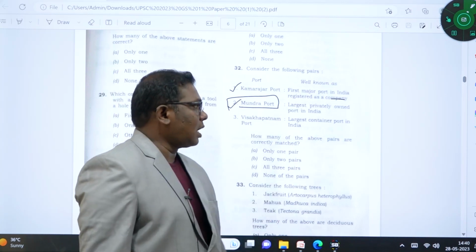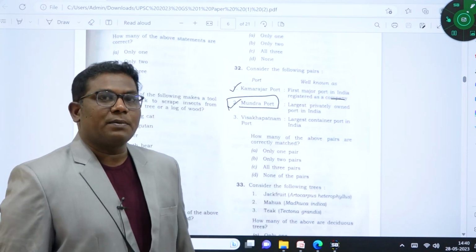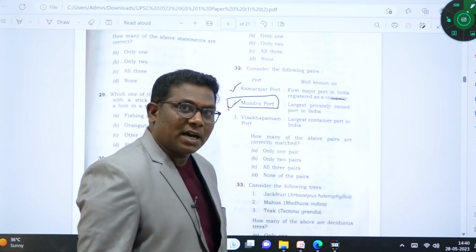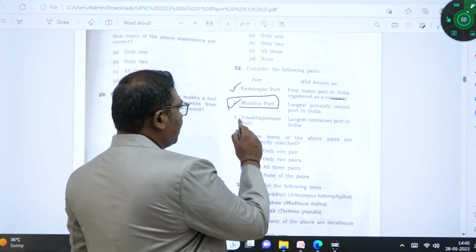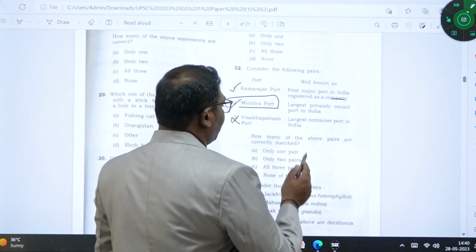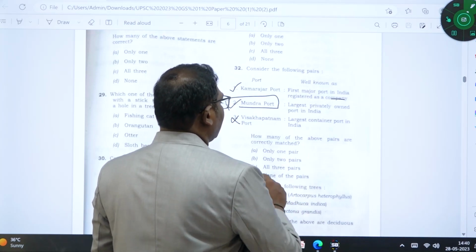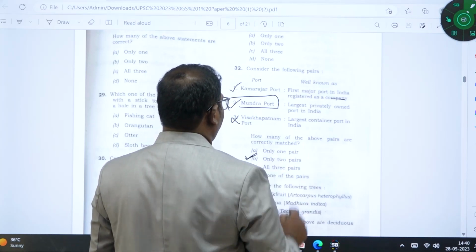And Visakhapatnam Port is the largest container port. No, Visakhapatnam is not the largest container port. Nhava Sheva in Maharashtra is the largest container port. So statement 3 is the wrong statement. So how many statements are rightly matching here? Only two pairs, 1 and 2.